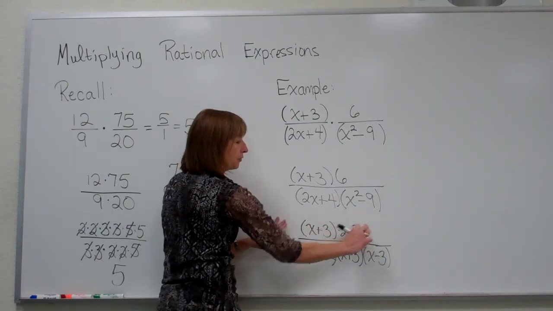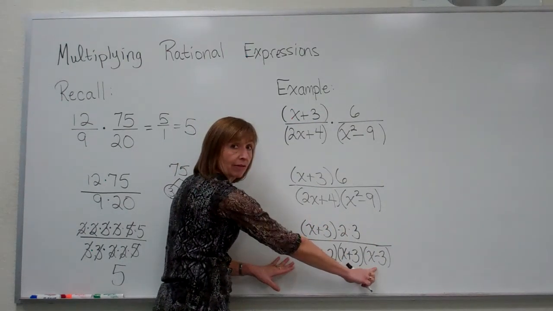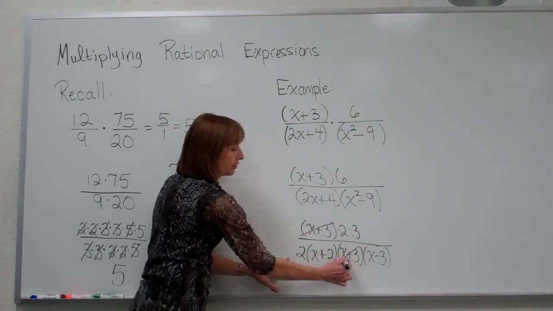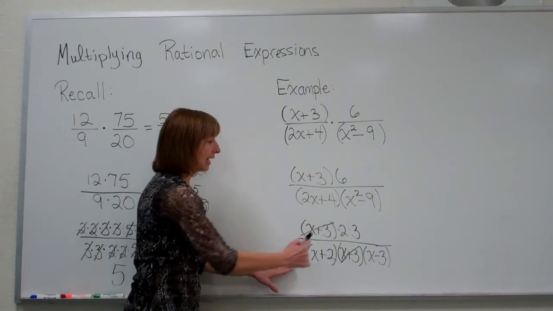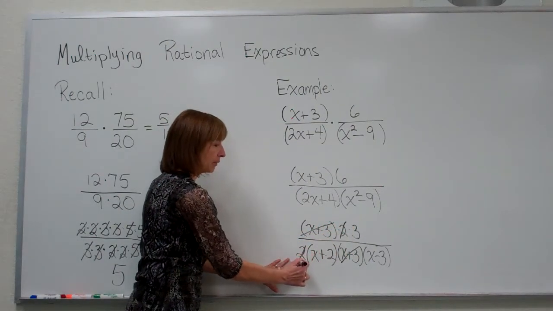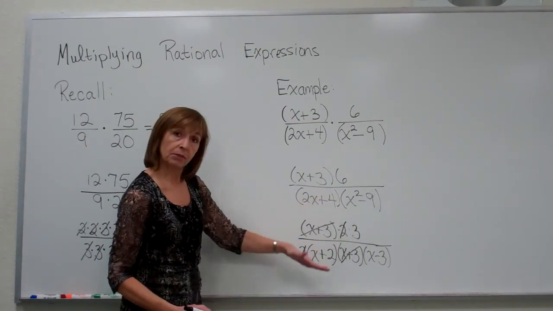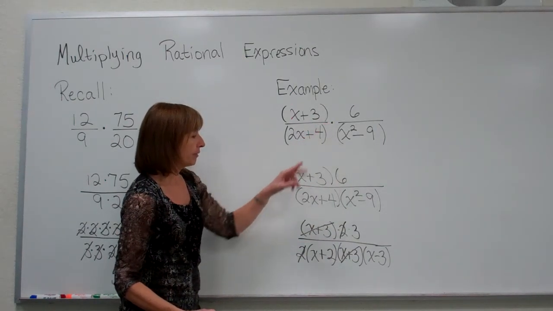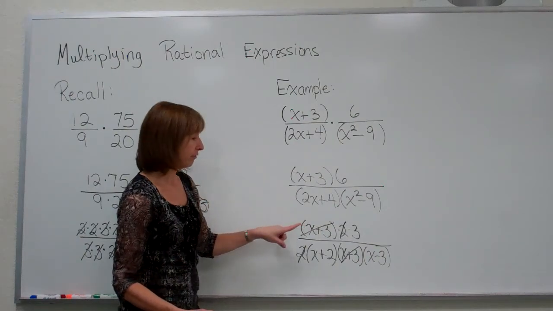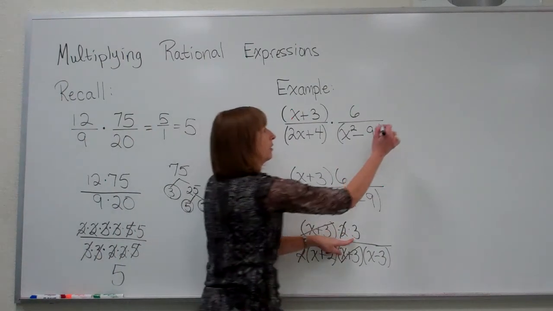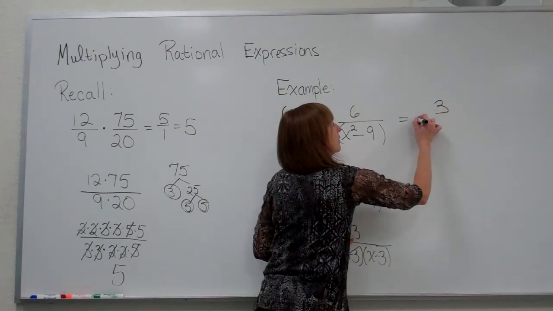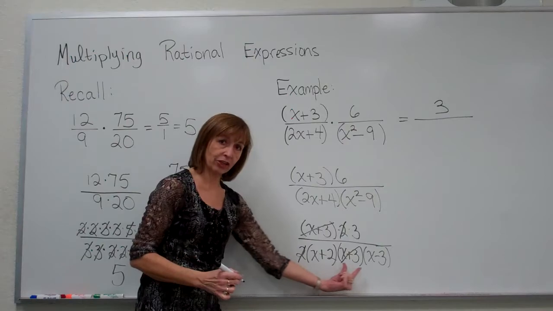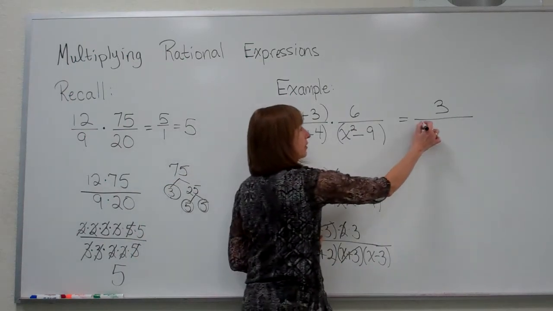So now looking between the numerator and the denominator of this fraction, I see a common factor pair of x plus 3's that can be removed, a common factor pair of 2's that can be removed, but that's all that can be removed between the numerator and the denominator. So my result from this multiplication, writing it in its simplified form, I have a 3 in the numerator, and in the denominator we have an x plus 2 factor and an x minus 3 factor.